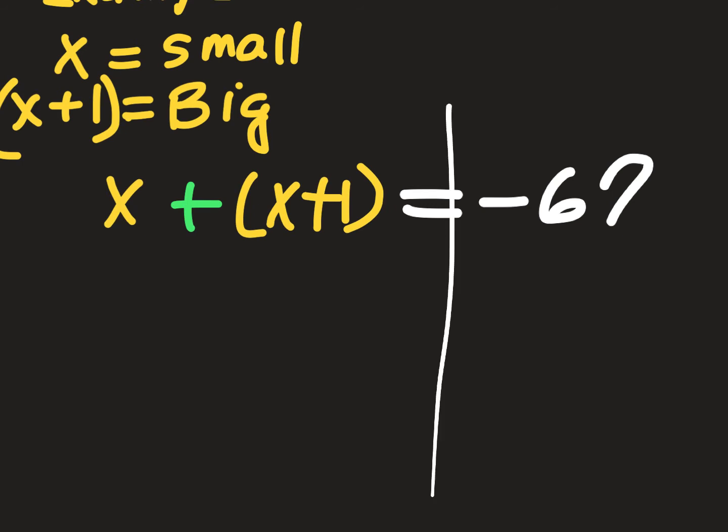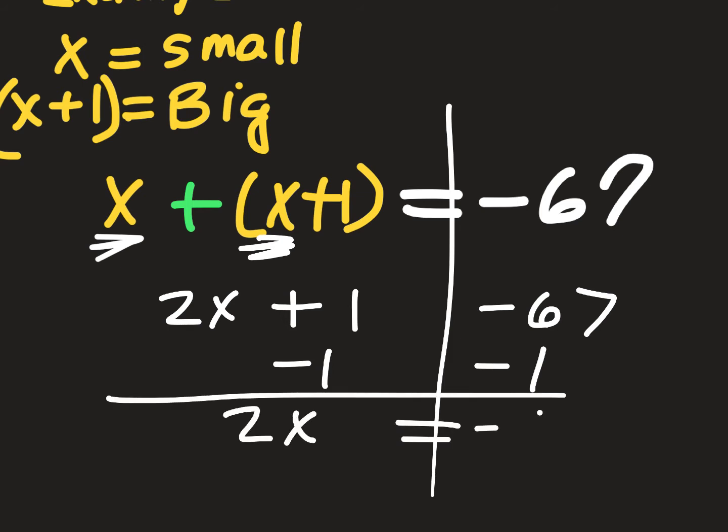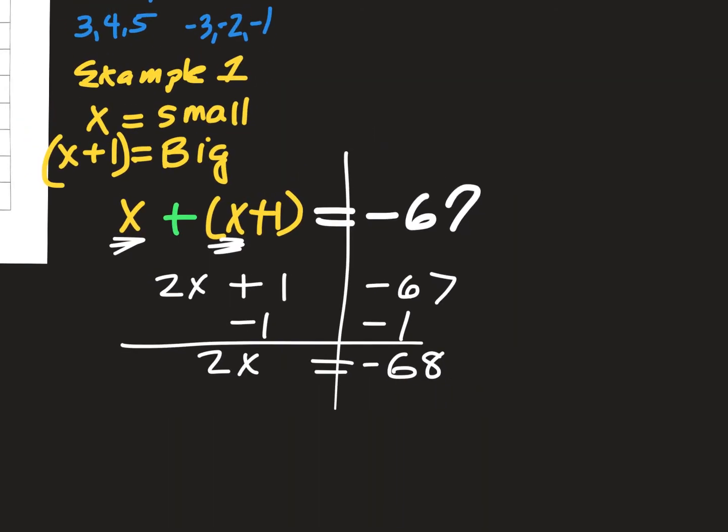So we've got 2 x's, and see how they're on the same side of the equal sign? What do you do when you have 2 x's on the same side? We don't cancel. We put them together. So x plus x is 2x plus 1 equals -67. Then you subtract 1 on both sides to get rid of that plus 1. You've got 2x is equal to -68. Then you divide both sides by 2, so x is equal to -34.